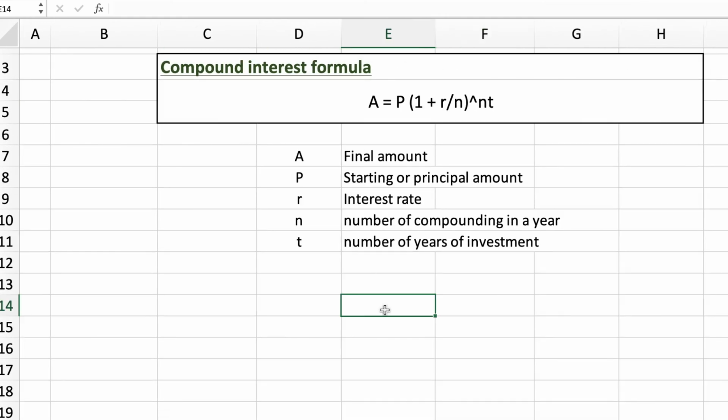So for your understanding, I write the exactly same formula because this is the paper format. If I write this format in Excel, how it should be, you should note it. A is equal to P multiplied by open bracket 1 plus R divided by N, close bracket, raised to power open bracket N multiplied by T. So this is the correct syntax of using the compound interest formula in Excel.